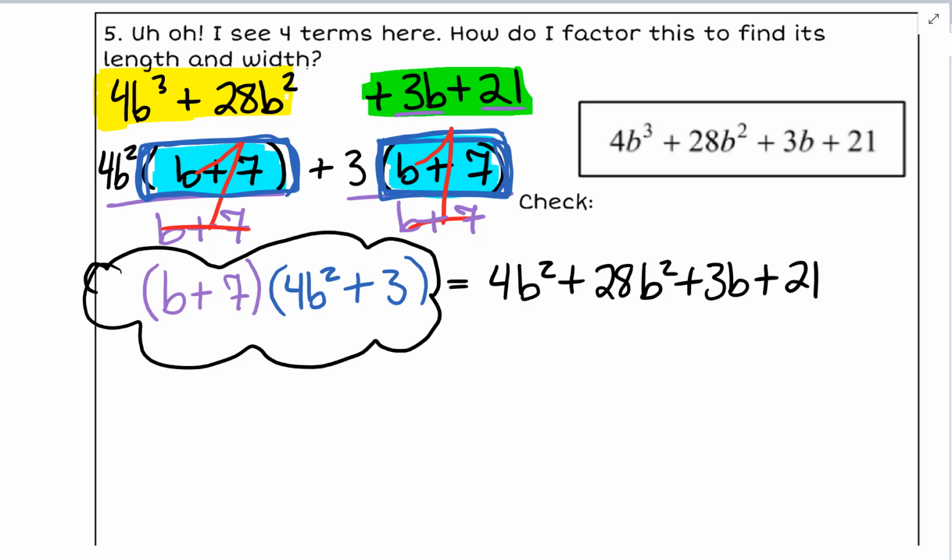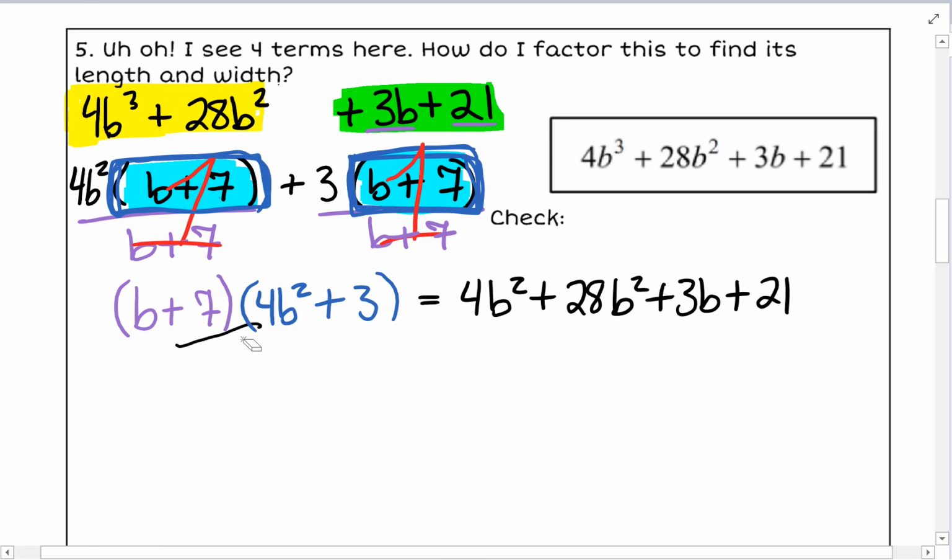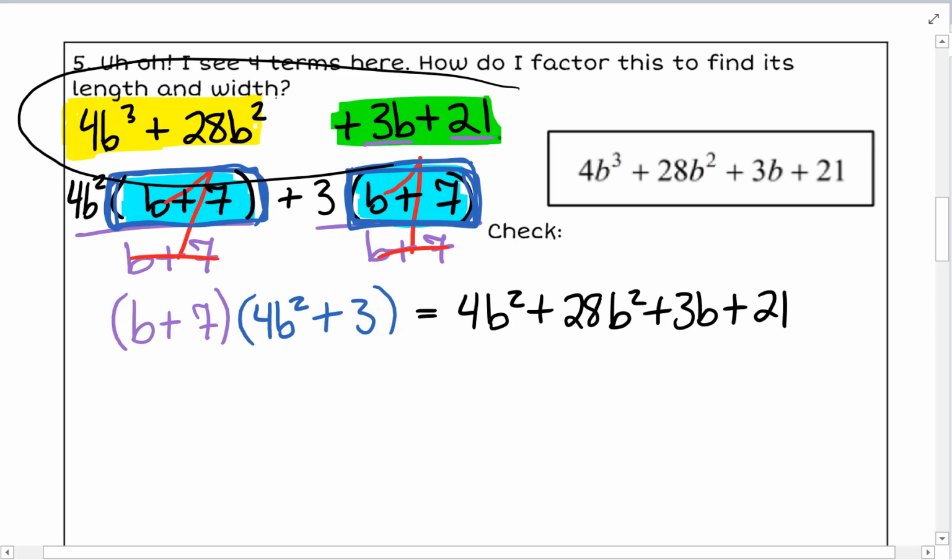So is this our answer? Well, this product must equal our area. So we have to multiply to check. And notice that it is a product. It is our length times our width. There's no plus sign in between the parentheses. We have completely turned this sum of 4 terms into a product, which is the goal of factoring.